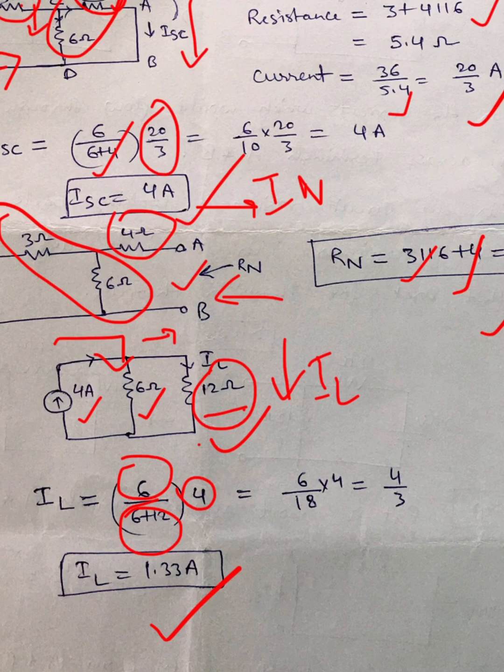Okay, this is the answer. Now let us see whether we get the same result using the Thevenin theorem or not. So remember it, the final result, the current flowing through the resistor, is 1.33 ampere.